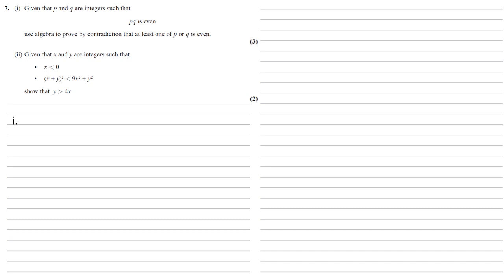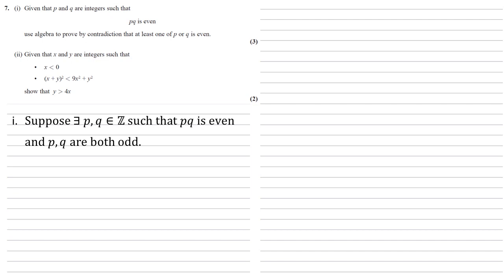So, proof by contradiction, we're going to start by doing the opposite of what we're trying to prove. So we're going to suppose that there exist p and q in the integers such that pq is even and p and q are both odd. So instead of saying at least one of them is even, we're going to go with them both being odd.